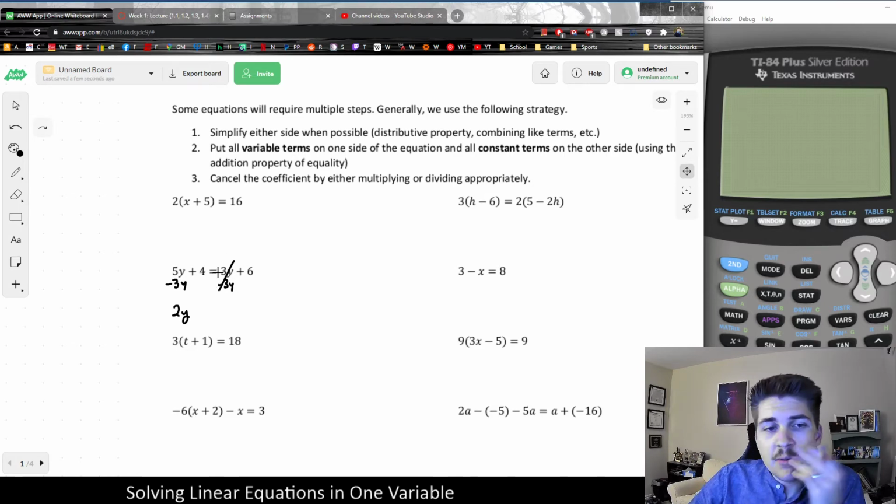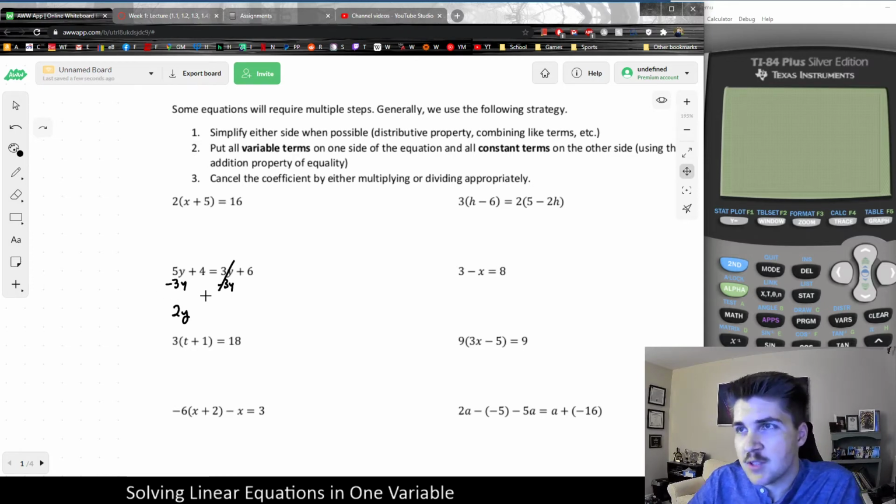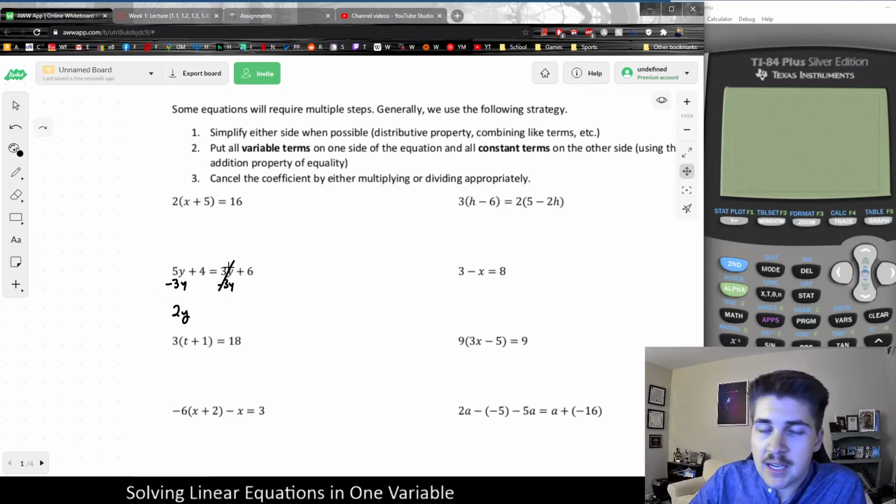But basically, I wanted to explain why I'm subtracting the 3y instead of the 5y. It's just because if I subtract 5y on the right-hand side, I would have 3y minus 5y, which would leave me with negative 2y. And we usually want to keep it positive, so that we're not introducing more negatives. So that's why I would always say, when it comes to the variable terms, subtract the smaller one.